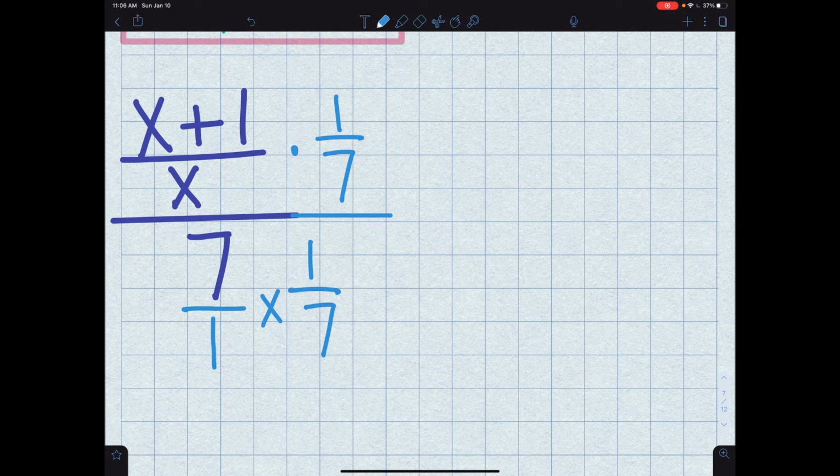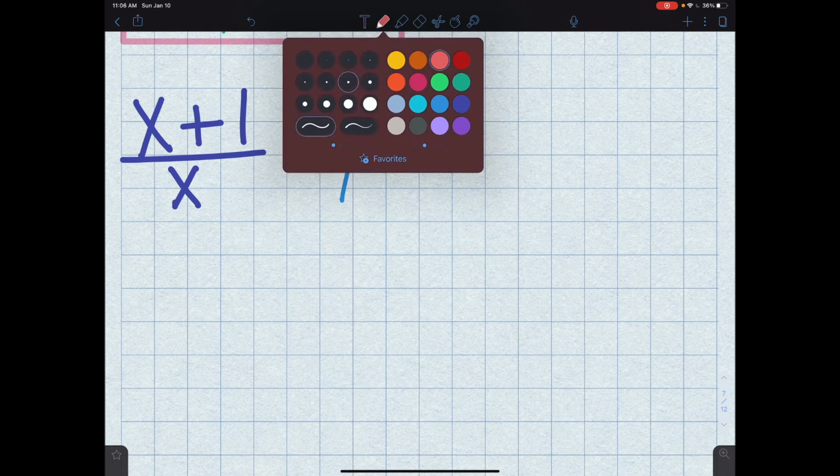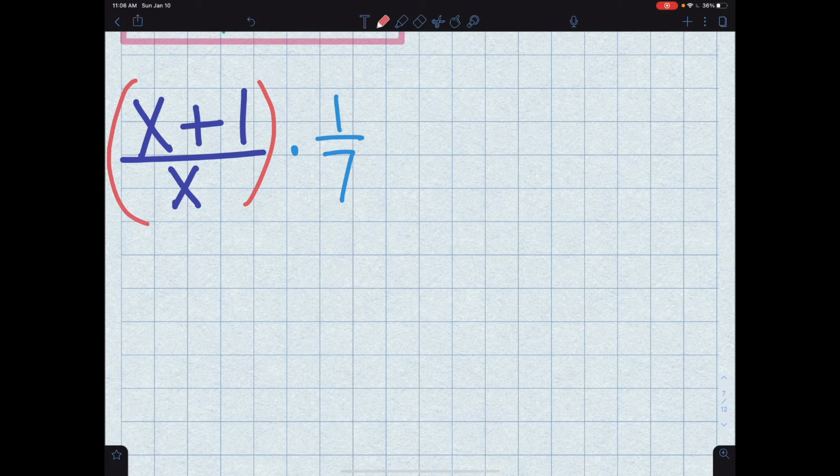Well, if I look at the bottom first, this whole thing cancels out. You've got 7s that cancel out, 1s that cancel out, and the whole bottom turns out to be just 1. Easy peasy. So I don't even need to write it. Anything over 1, don't even need to write it, right? So this essentially all disappears. Easy. Now I've got this problem. I've got x plus 1 over x. Let me just use a different color so it's clear. Times 1 over 7.